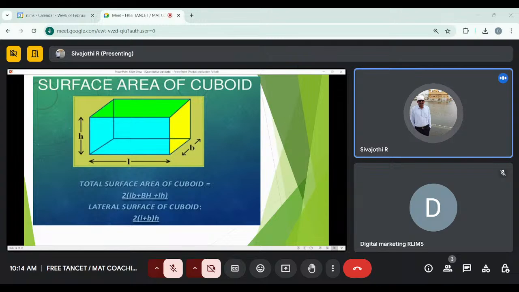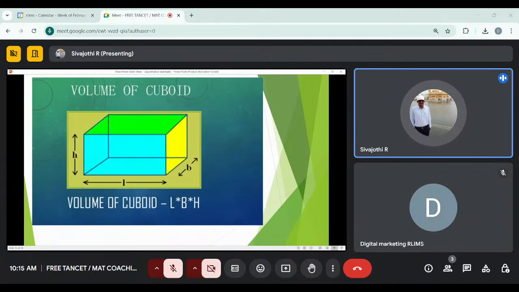It's clear. So the lateral surface area of a cuboid is 2 into (L plus B) into H. For example, in the examination, they will give the values for B and H and ask the value of L. Or they may give L and B and ask the value of H. Or they may give L, B and H and ask for the total surface area or lateral surface area. Whatever values are given, we have to fit them into the formula and find the answer. This is the simplest way to find the surface area of a cuboid.